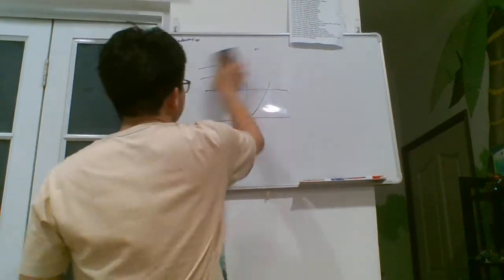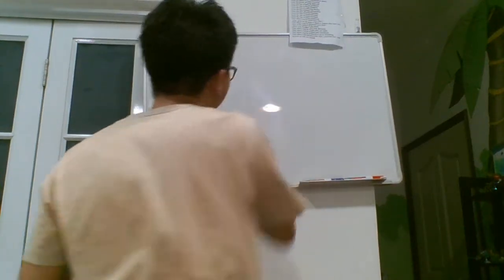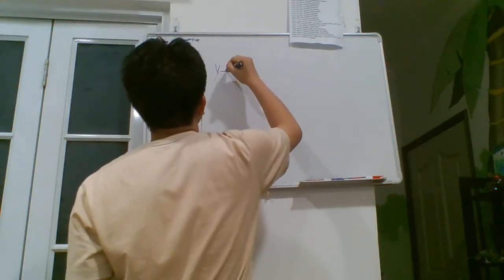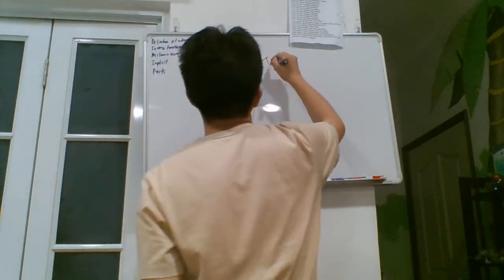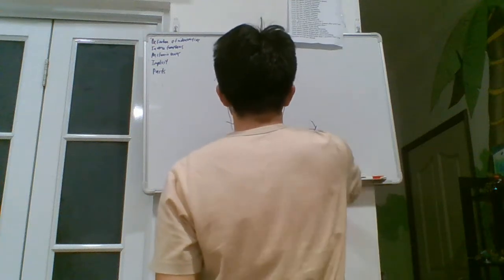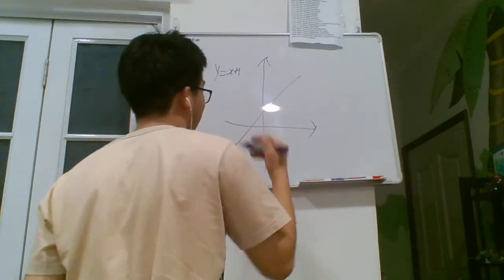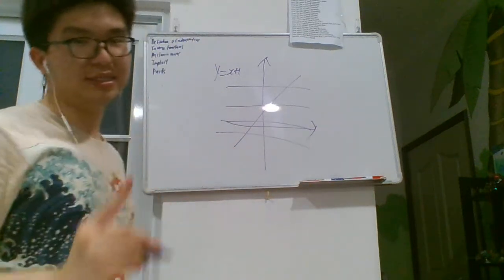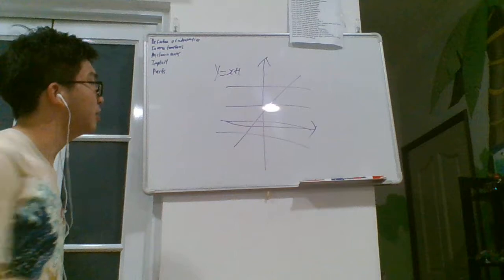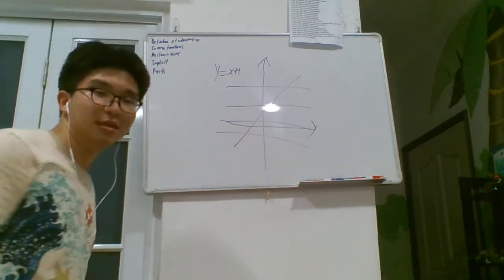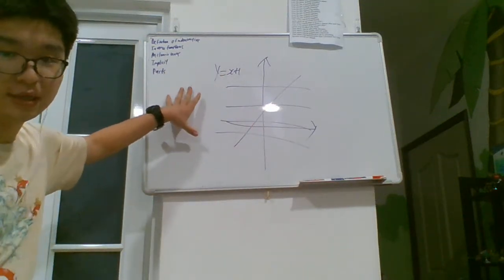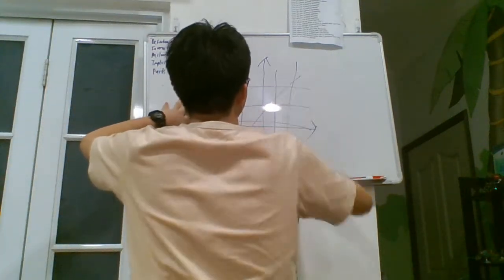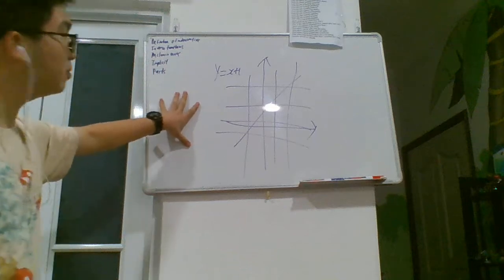So maybe let's try another thing. Let's try maybe y equals x plus 1, because I'm a lazy bum who can't think of any other graphs to do. If we do the horizontal line test, you realize that no matter what, there will only be one intersection between y equals x plus 1 and the horizontal lines. This means that y equals x plus 1 has an inverse function, and not only that, since it passes the vertical line test, it also means that it's a function.